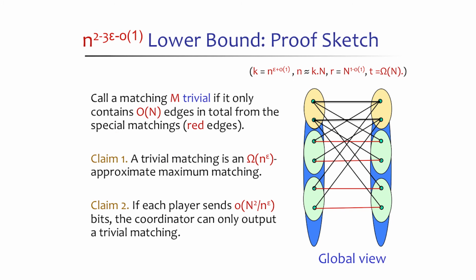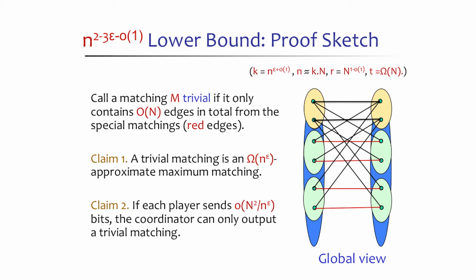And now we could show just two simple claims. If the set of the information that you have sent to the coordinator allows you to recover only about n to the 1 minus epsilon red edges over all the players, then the matching you are going to get is going to be smaller than the optimal matching by a factor of n to the epsilon.